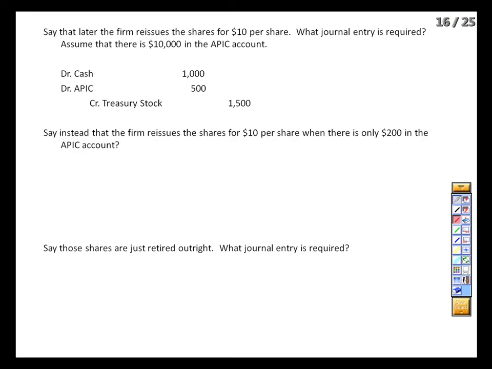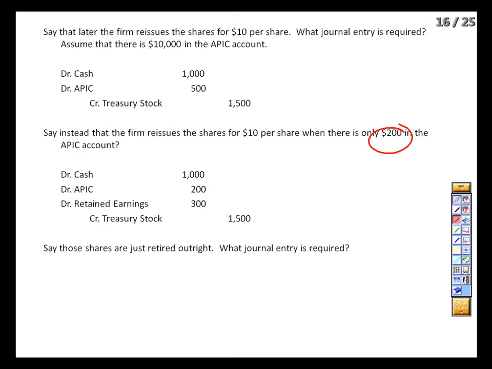Last example. What if we don't have enough or any APIC? Well, we can't have negative APIC because the A means additional, and that's just silly. But we can have negative retained earnings. It's called accumulated deficit, and we would have seen it on Lucent's balance sheet if we'd used that one in Chapter 2 instead of Koch's. So that's where it'll go. Debit cash for $1,000, credit treasury stock for $1,500. We're going to zero out the $200 that we do have in APIC, and we'll plug the remaining debit into retained earnings.